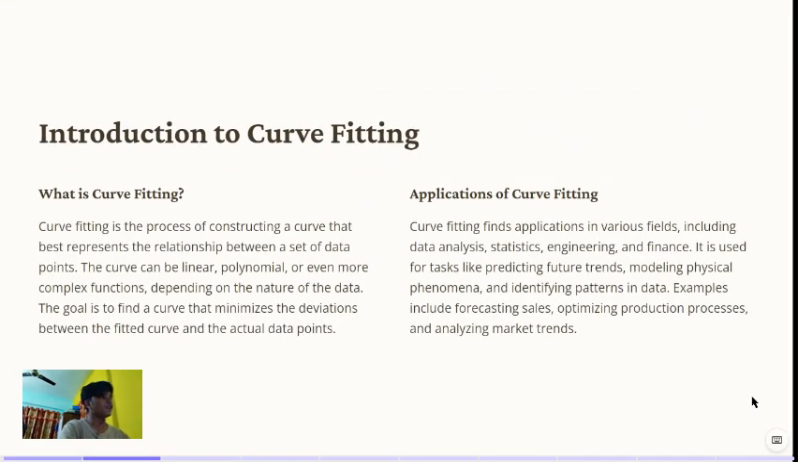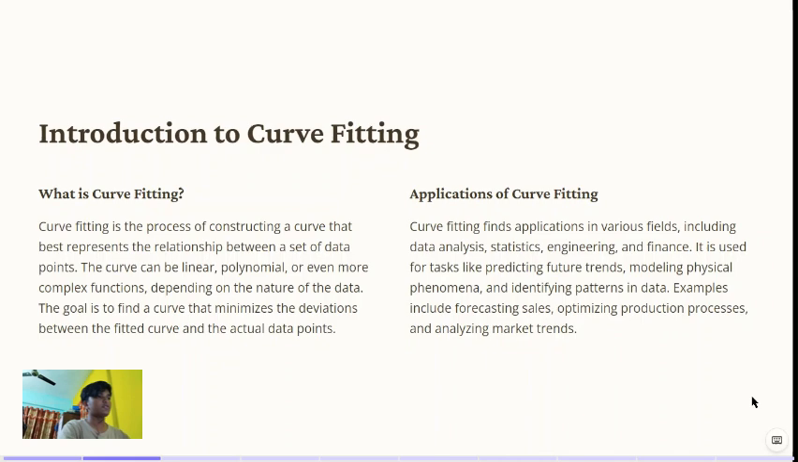Introduction to curve fitting. What is curve fitting? Curve fitting is the process of constructing a curve that best represents the relationship between a set of data points. The curve can be linear, polynomial, or even more complex functions, depending on the nature of the data. The goal is to find a curve that minimizes the deviations between the fitted curve and the actual data points.